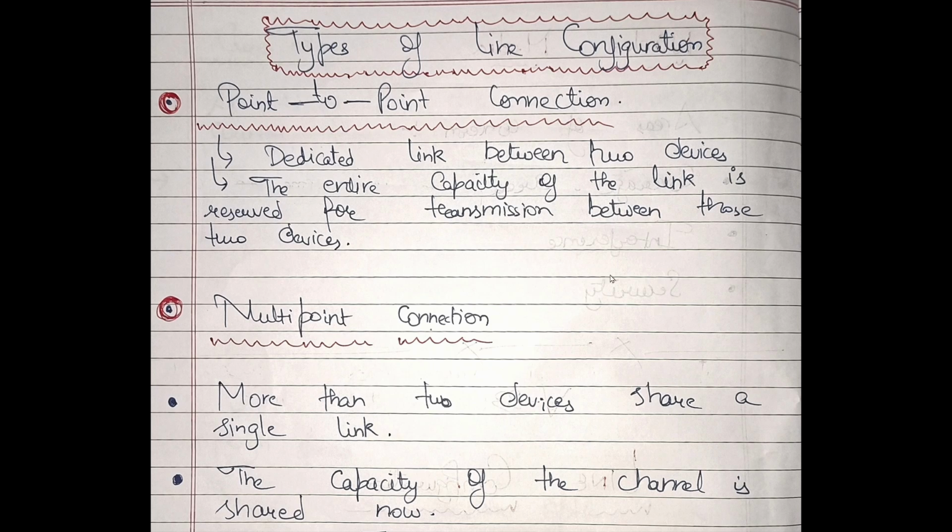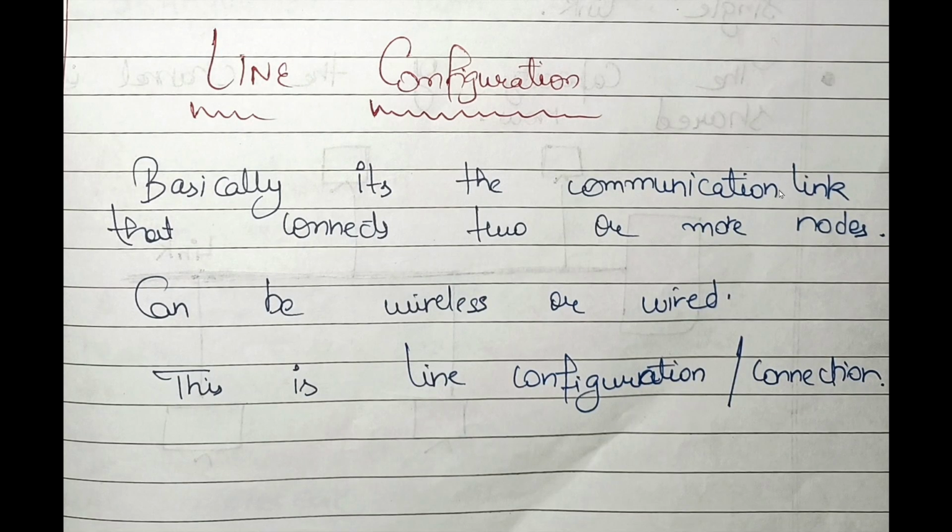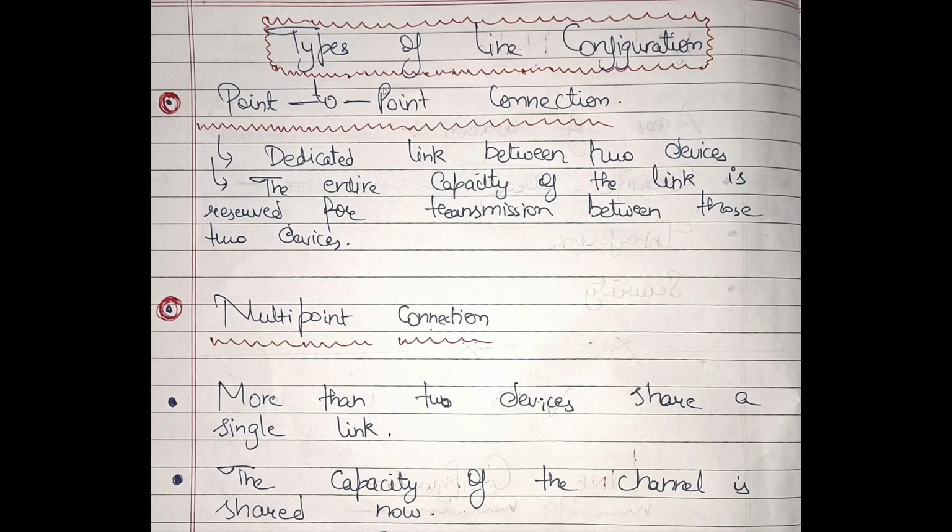Now, the types of line configuration. At first, we have point-to-point connection and multi-point connection. As it is written over here, it is a communication link that connects two or more media. Here, two are being connected. Here, more than two are being connected. So, what is a point-to-point connection?